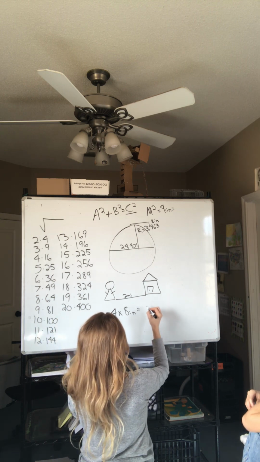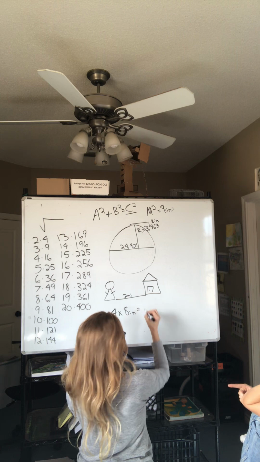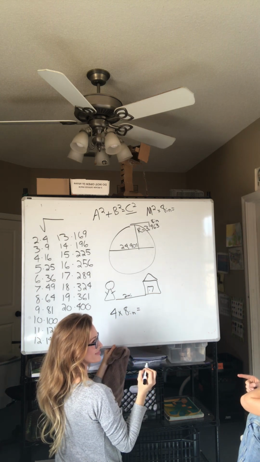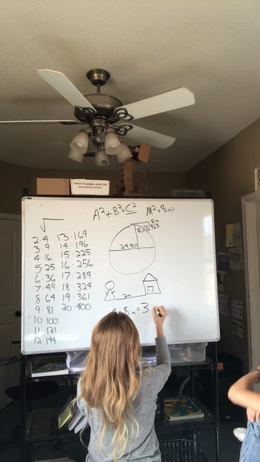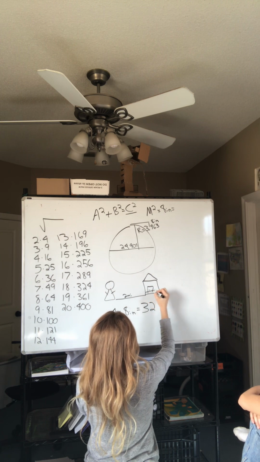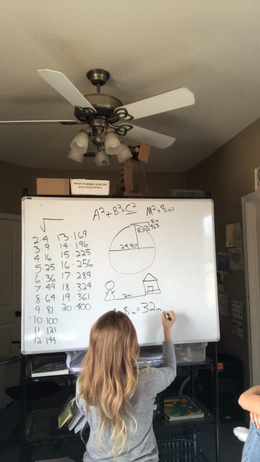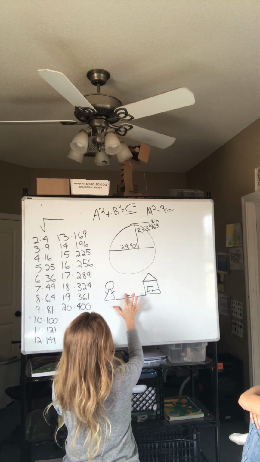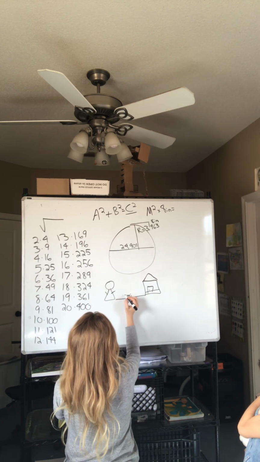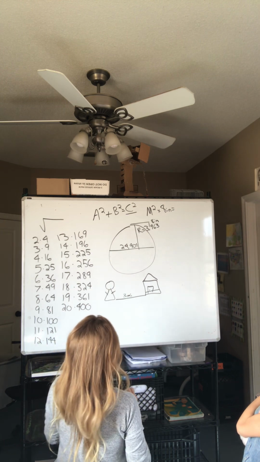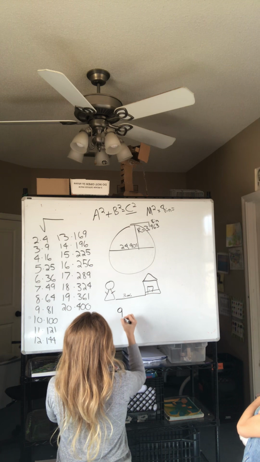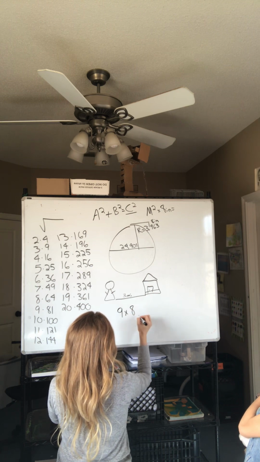4 times 8. You remember? It's 32. 32. Okay, so that house should be hidden behind 32 inches of curvature. Let's do one more. Say the object is 3 miles from us. What is 3 squared? 9. Okay, what is 9 times 8?